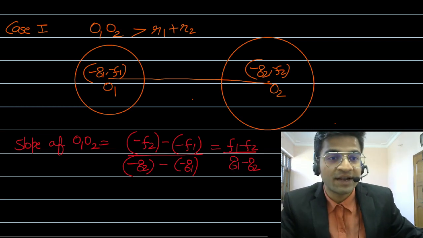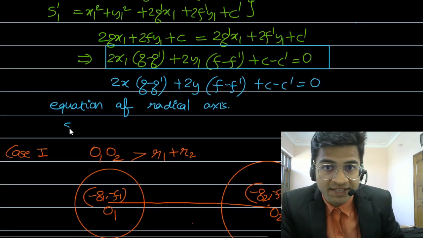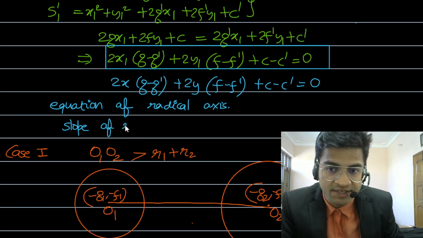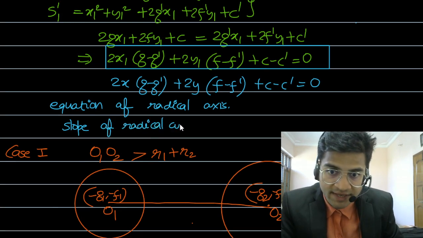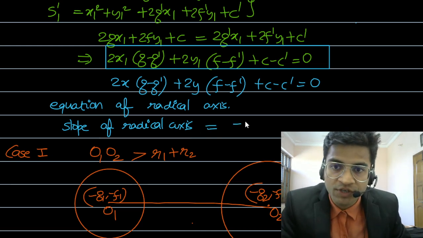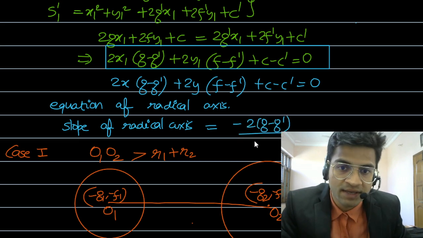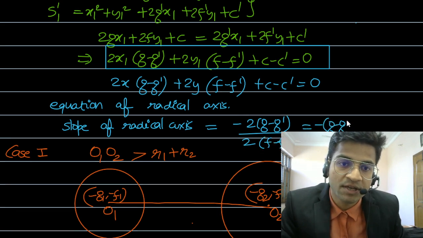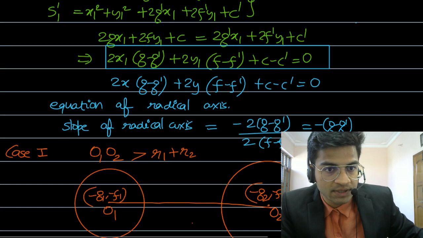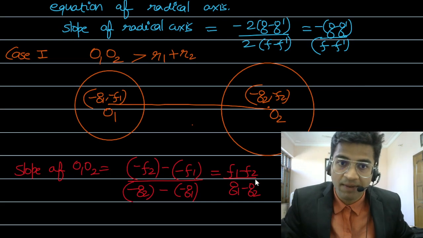Now let us see what the slope of the radical axis is. I hope it is clear to everyone that the slope of any line is minus the coefficient of x upon the coefficient of y. So it is minus the coefficient of x, that is 2(g minus g dash), upon the coefficient of y, 2(f minus f dash), and this is minus (g minus g dash) upon (f minus f dash). You can write it down right now.